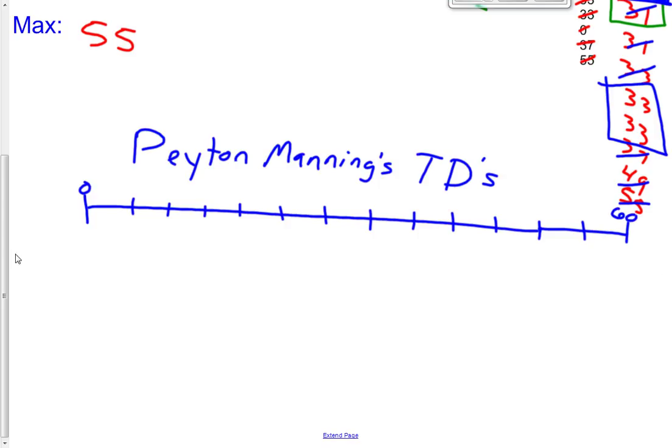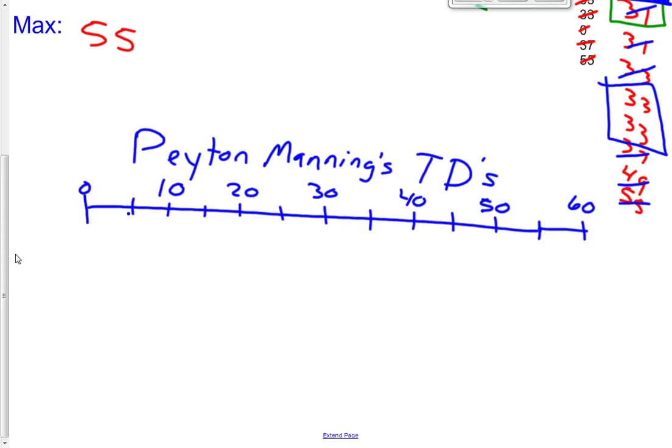And it might be nice to your reader if you label it as you go. So maybe you could have every 10: 10, 20, 30, 40, 50. Now that I get off, 5, 10, 15, 20, 25, 30, 35, 40, 45, 50, 55, 60. Sorry about that. So there is our number line.